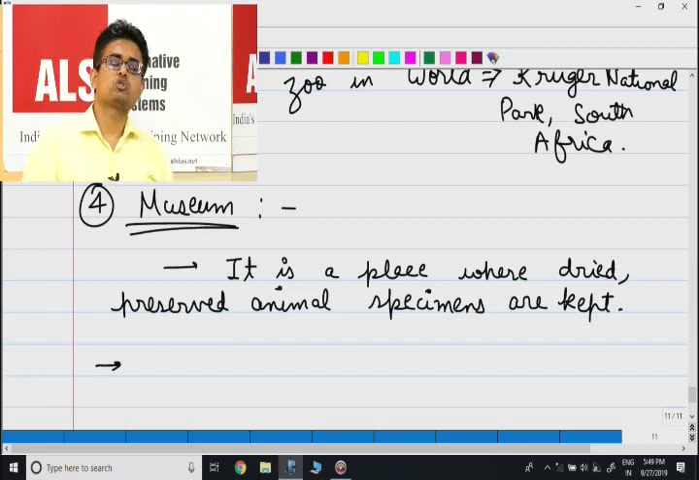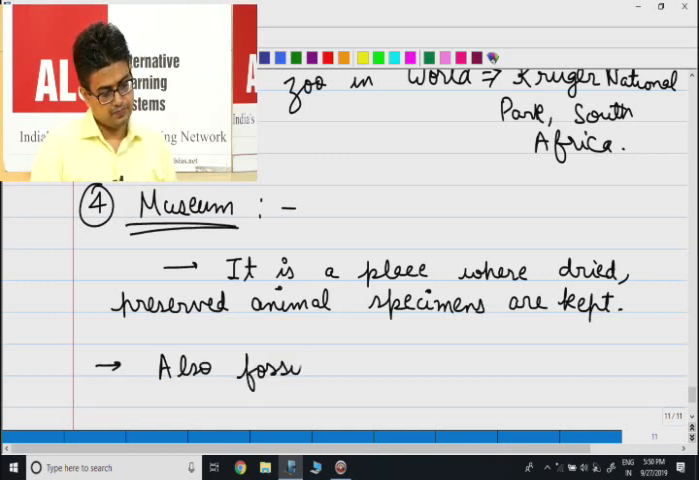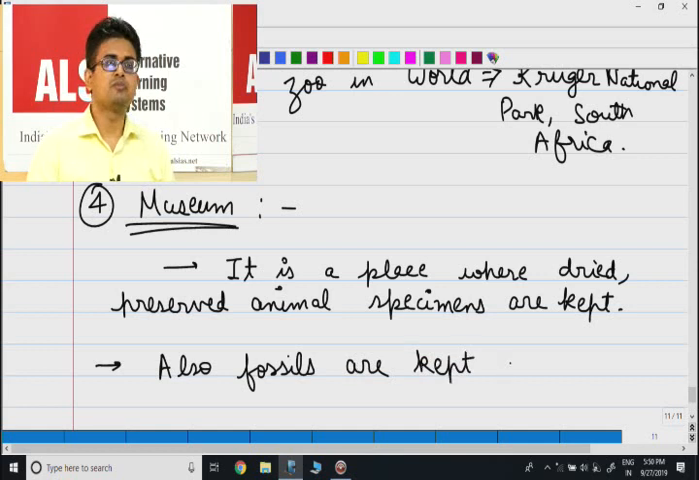Also, we keep fossils in the museum, plant and animal fossils, of bacteria, of fungi, of plants and animal kingdom. All fossils basically are kept in museum only. For example, dinosaur eggs or mummies. Mummies are not exactly a fossil. It's actually artificially preserved, but that is also kept in museum.